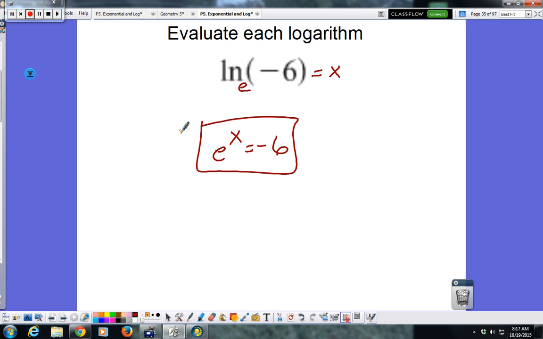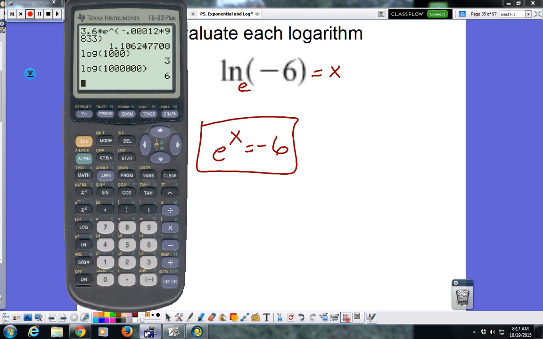You can type these straight into your calculator. Like on the last problem, I didn't tell you, but there's an ln button as well. You have log base 10 and you have log base E on your calculator. So I could type that straight in. On the last one, I could have typed in the natural log of 1 and it gives me 0. I type in the natural log of negative 6, ln negative 6, and it gives me an error.